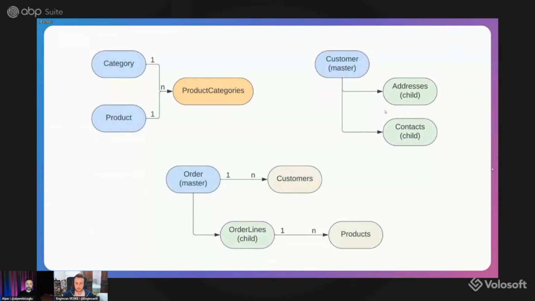And if you remember our demo application that we are going to use, we've already created the product and category entities and established a many-to-many relationship between them. So the product and categories join table has already been created by ABP Suite, along with all of its related join entities. Now we will create the customer entity first and its child entities like addresses and contacts. And finally, we will create order and order lines entities.